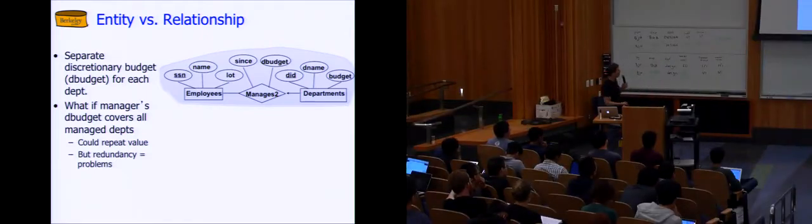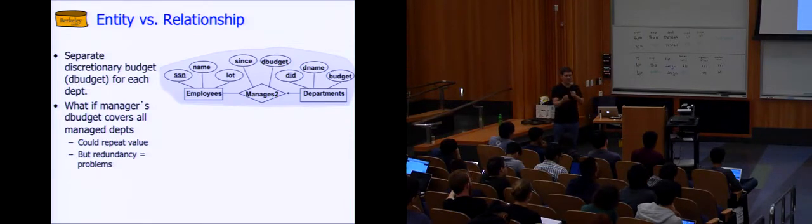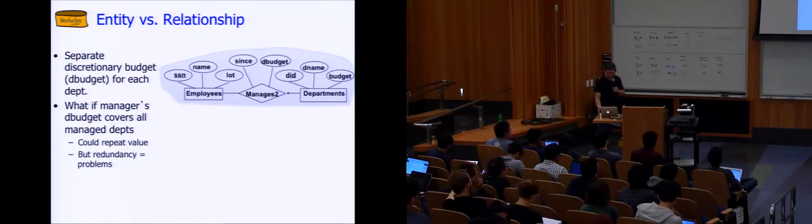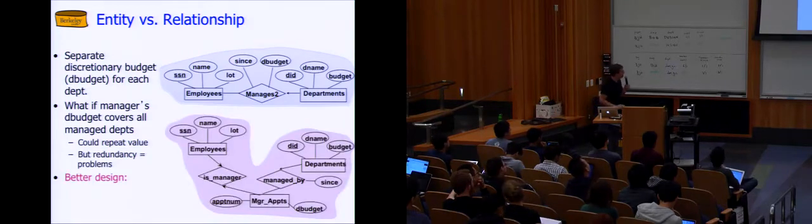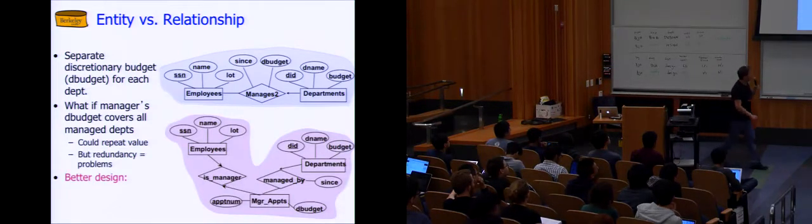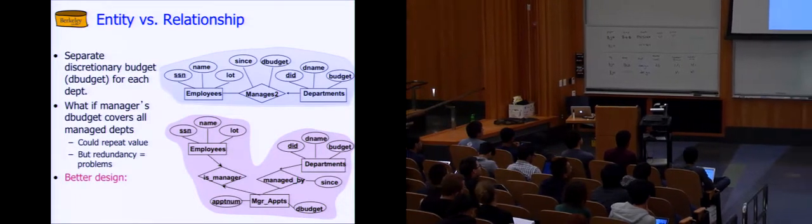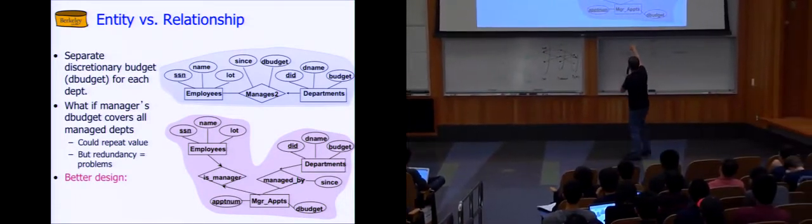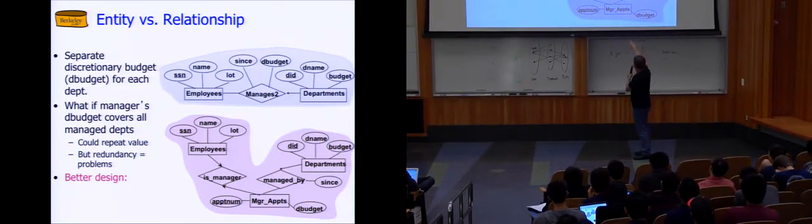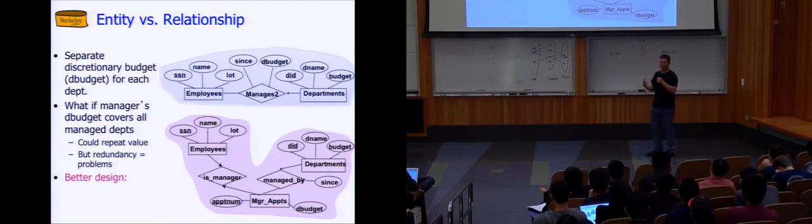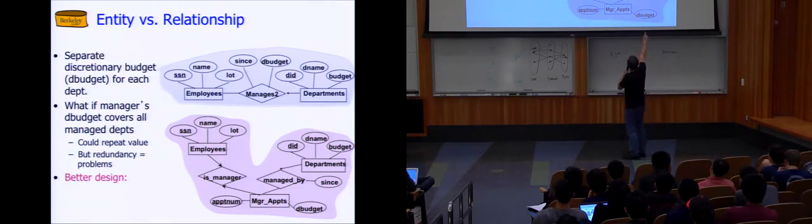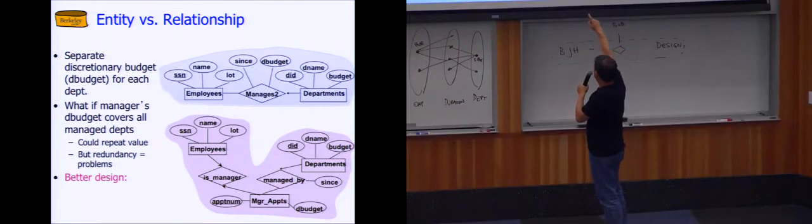I can't capture that in the schema up above because the D budget is associated with my management of CS, and it's separately associated with my management of stat. I want my slush fund. So for my slush fund, I need a new design. All right? So this is one where now, rather than managers being a relationship, I want my appointment as a manager to be an entity set. All right? And then my slush fund goes on the manager appointment. When I get appointed, I get a slush fund. And I get to spend it across the different departments that I manage. Okay? And in principle, the different employees that manage these departments.